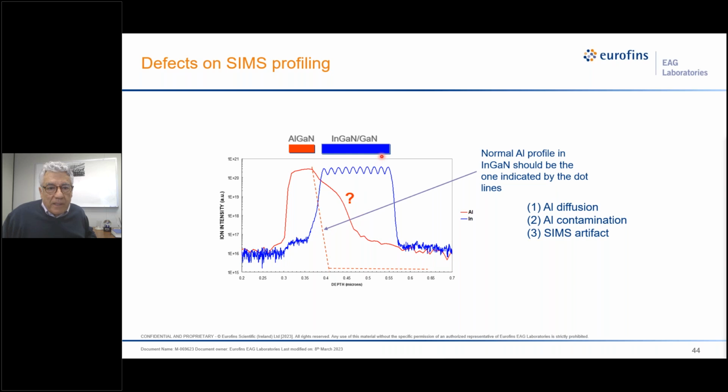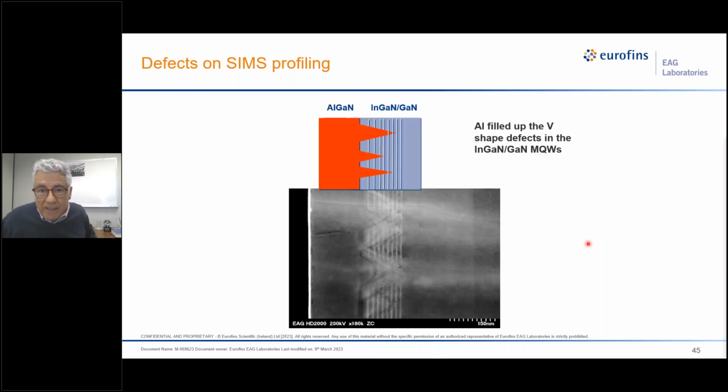We see a profile of the indium going through the InGaN superlattice, and then there's this magnesium-doped AlGaN layer, and we see this shoulder. This shoulder could be an aluminum diffusion from the top layer. It could be aluminum contamination as you're growing the InGaN layers, or it could be a SIMS artifact. To understand what it is, we do microscopy. And in the microscopy, we see that these InGaN layers have V-shaped voids or defects. And when you deposit the aluminum, aluminum basically fills those voids. So these V-shaped places will now have aluminum.